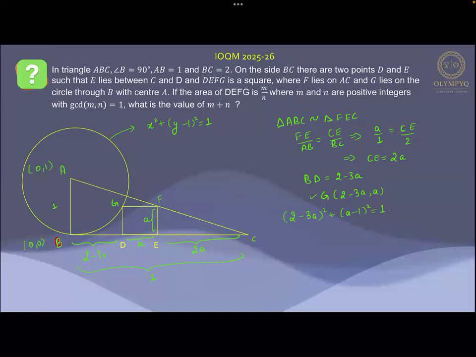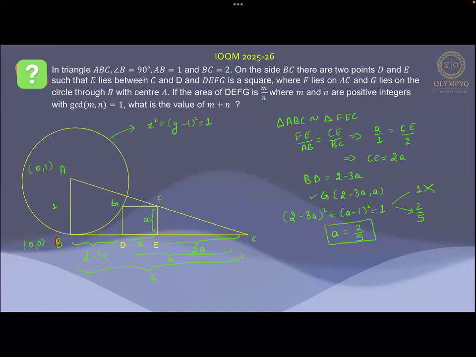Now this is a simple quadratic in a. If we calculate the value of a from here, a will be either 1 or 2 by 5. Once we have these two values, we have to reject one. If we go for a equal to 1, this length itself will become 3, which is not at all possible, so 1 is rejected. So the value of a is 2 by 5.